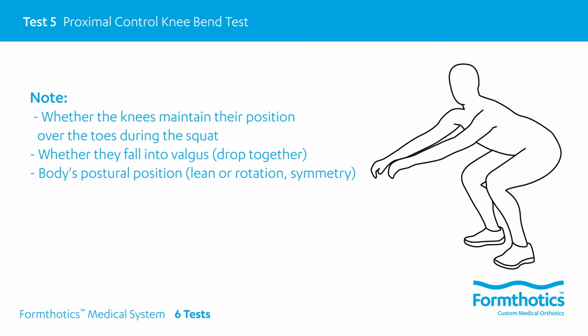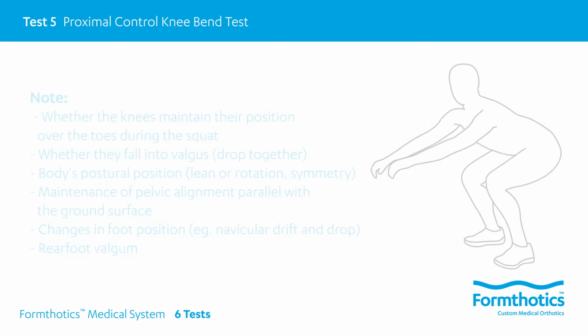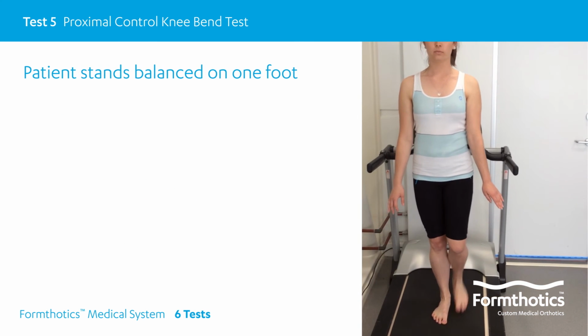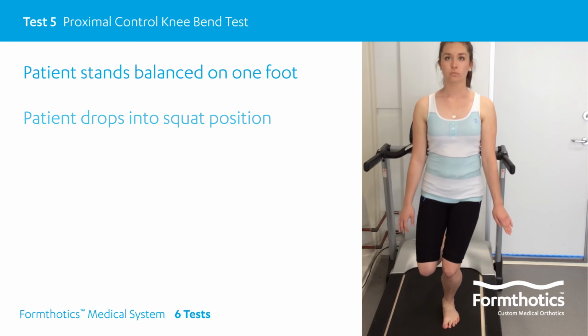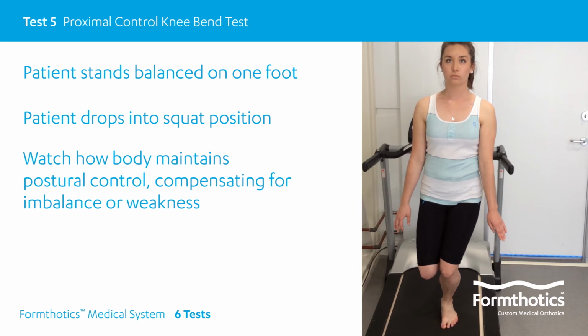Note the body's postural position, lean or rotation, observation of symmetry, maintenance of pelvic alignment parallel with the ground surface, and changes in foot position, such as navicular drift and drop, rear foot valgus, as a result of any knee valgus occurring. The test can be done with the patient standing balanced on one foot and dropping into a squat, knee bend, position. Watch how the body maintains its postural control and how it attempts to compensate for imbalance or weakness.